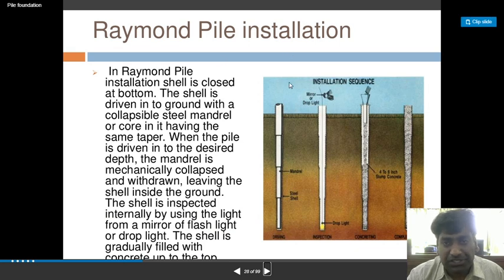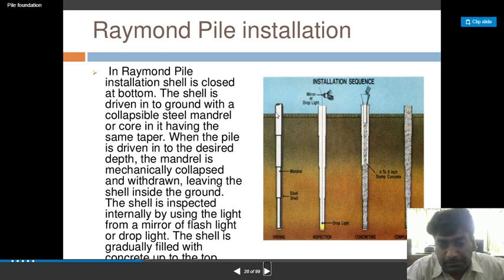Raymond pile installation. In Raymond pile installation, the shell is closed at the bottom. The shell is driven into the ground with a collapsible steel mandrel or a core. It has the same taper. When the pile is driven to the desired depth, the mandrel mechanically collapses and is withdrawn, leaving the shell inside the ground. The shell is inspected internally by using the light from a mirror, a flashlight or a drop light. The shell is gradually filled with concrete up to the top.